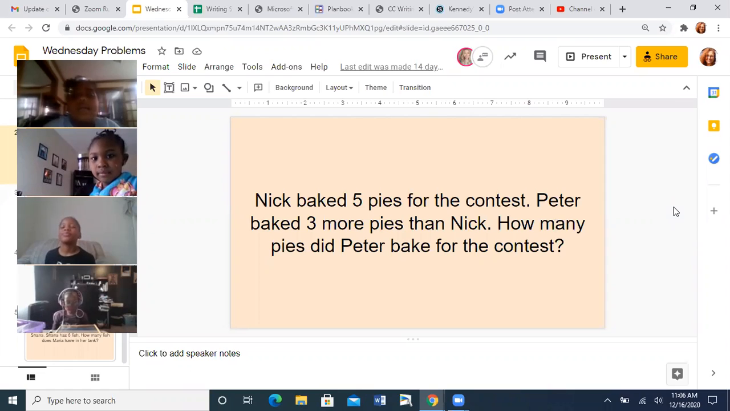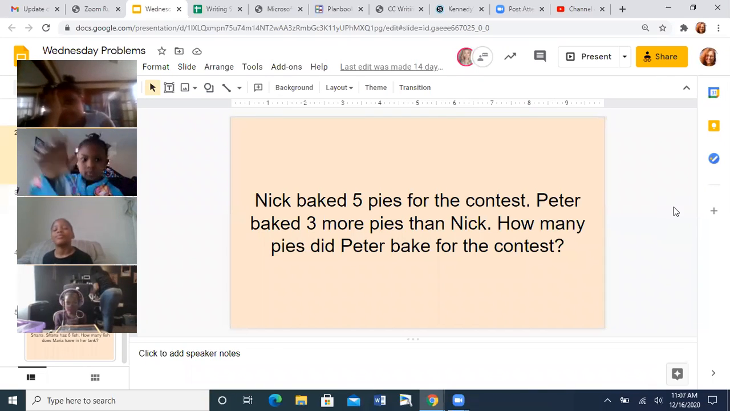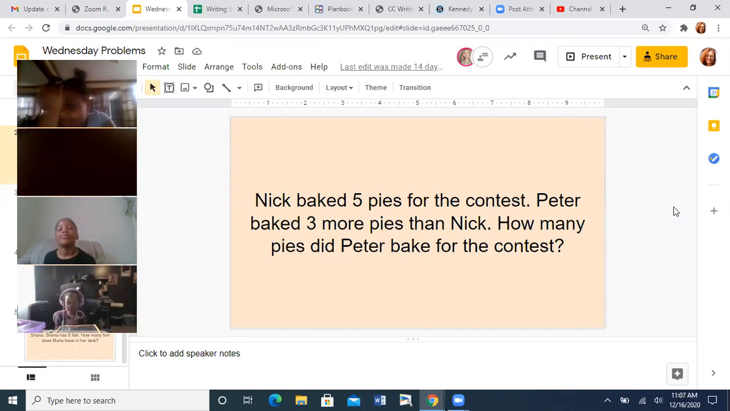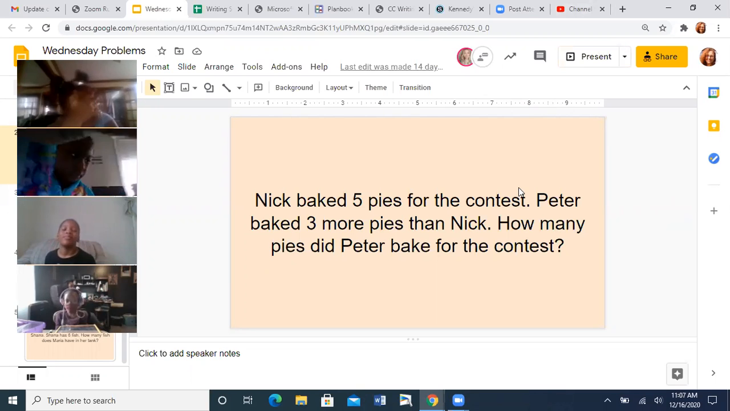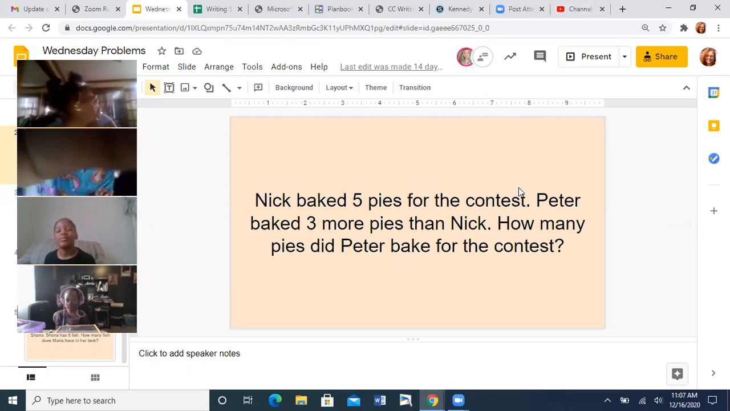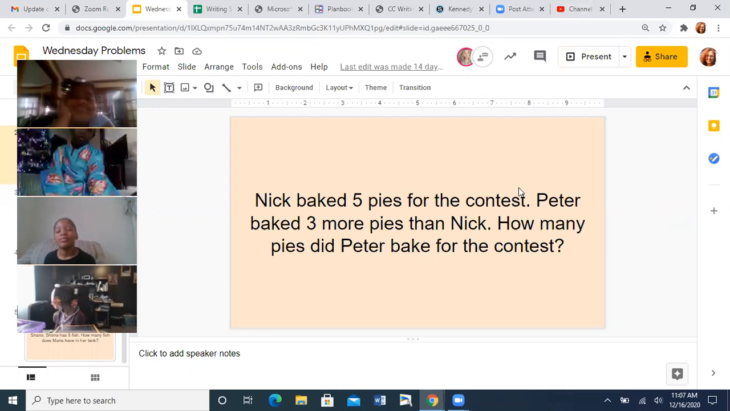Nick baked 5 pies for the contest. Can you picture it? Nick has 5 pies. Peter baked 3 more pies than Nick. How many pies did Peter bake for the contest? Nick baked 5 pies for the contest. Peter baked 3 more pies than Nick. How many pies did Peter bake for the contest?